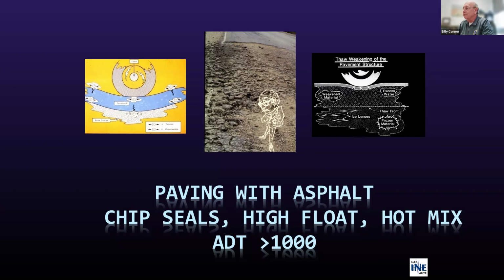Let's talk about paving. Paving comes in a number of different forms. There's chip seals, high floats. We usually aggregate those into one. And of course, we've got hot mix. And so this is used for the higher volume roads, typically over 1,000. Some people pump that up a little bit, but it's somewhere in that range.